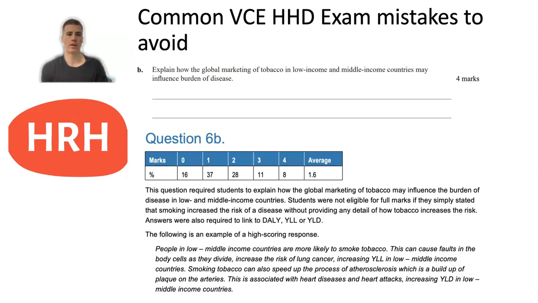They referenced how people in low and middle income countries are more likely to smoke tobacco, and that can cause faults in body cells as they divide, and that can increase the risk of lung cancer and YLL in low and middle income countries. As I mentioned, I'd try to reference premature death as well, from lung cancer, when linking to YLL. Then they also talked about how smoking tobacco can speed up the process of atherosclerosis, which is a build-up of plaque in the arteries, and that's associated with heart disease and heart attacks, so people spending time living in ill health, and that can increase YLD in low and middle income countries.